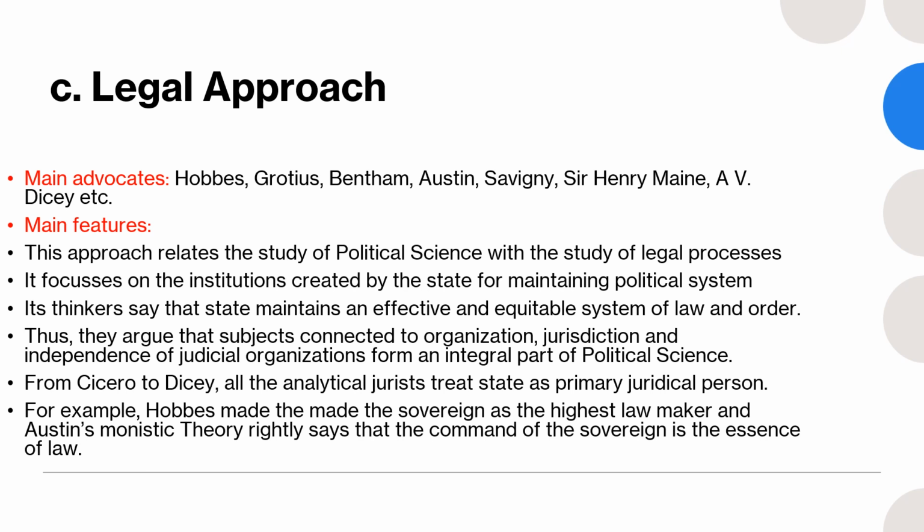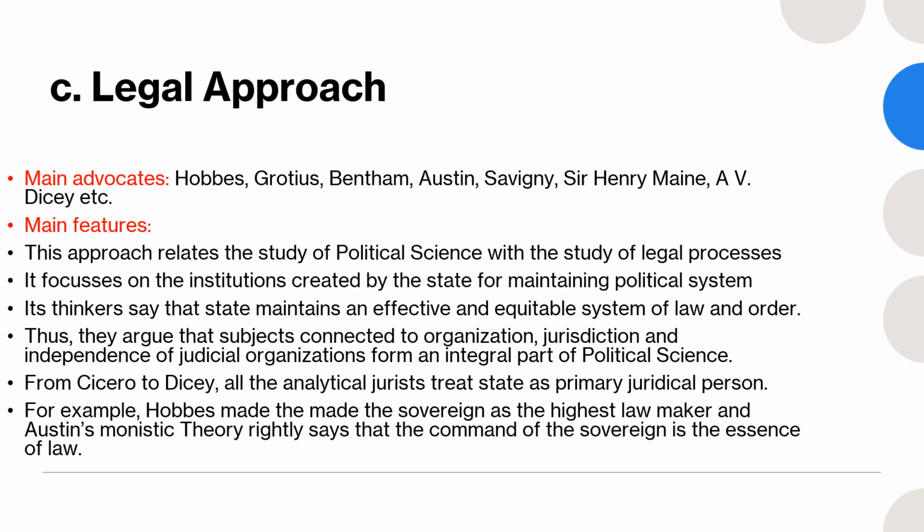First, this approach relates the study of political science with the study of legal processes. Second, it focuses on the institutions created by the state for maintaining the political system. Third, its thinkers say that the state maintains an effective and equitable system of law and order. Fourth, thus, they argue that subjects connected to organization, jurisdiction, and independence of judicial organizations form an integral part of political science.